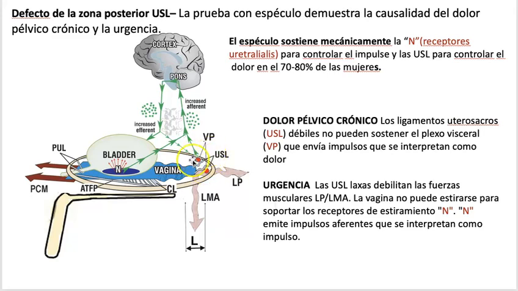So, if these are loose, then the muscles which contract against them have a weak contractile force, and they cannot stretch the vagina backwards to support the urothelial stretch receptors.